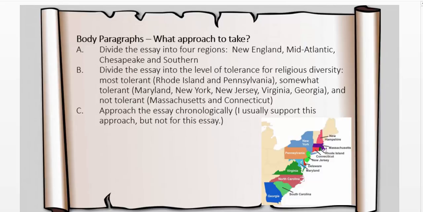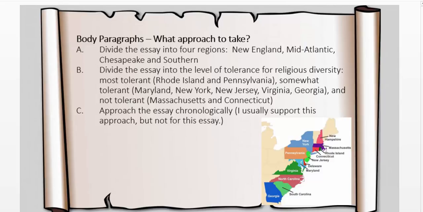A third way to approach the essay is to simply write it chronologically. For every other time period we learn about this year, that will be my suggestion to you, but not for the colonies, because I didn't teach it chronologically, and I think it's a very daunting task to approach it that way. Feel free to try, but my advice would be either to break it up by region or to break it up by the level of tolerance. Again, I feel like asking questions, but I think I explained that well enough.